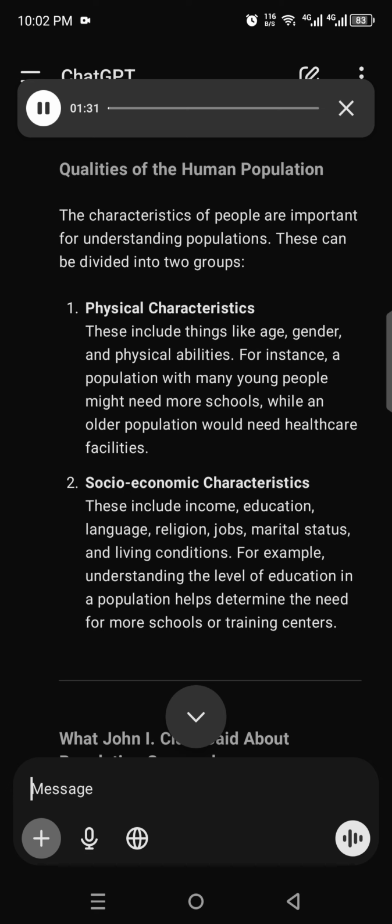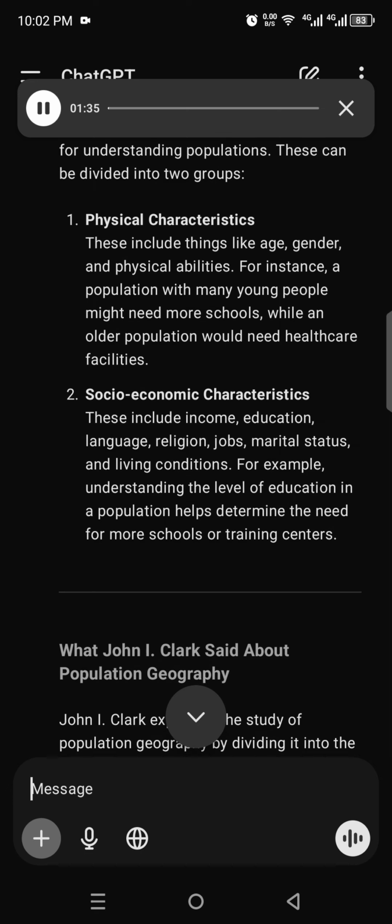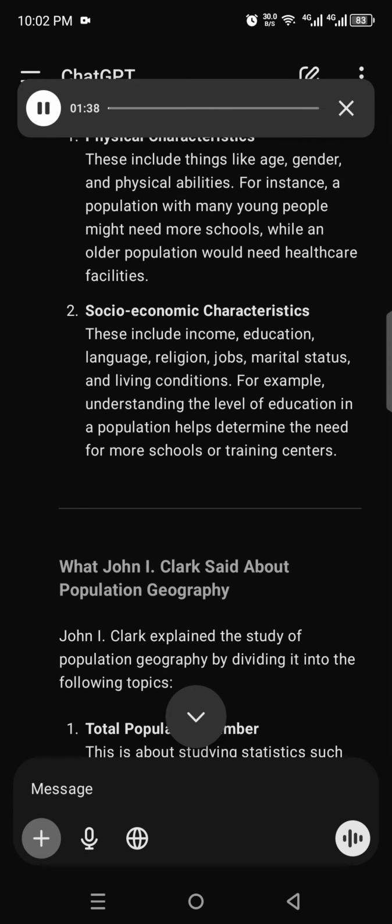2. Socioeconomic characteristics. These include income, education, language, religion, jobs, marital status, and living conditions. For example, understanding the level of education in a population helps determine the need for more schools or training centers.